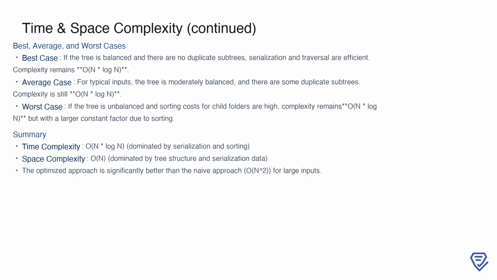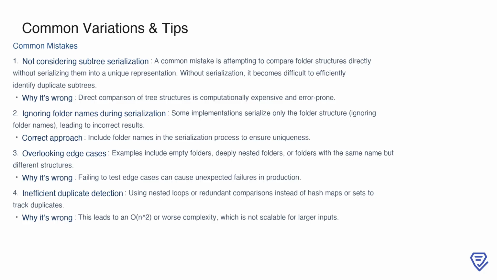One of the most common mistakes when solving this problem is neglecting to serialize subtree structures before comparing them. Simply attempting to directly compare folder trees is not only computationally expensive but also highly prone to errors. Serialization provides a unique representation of each subtree, making it far easier to identify duplicates efficiently.